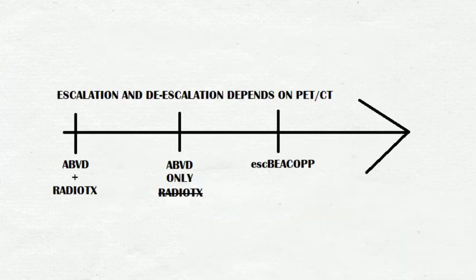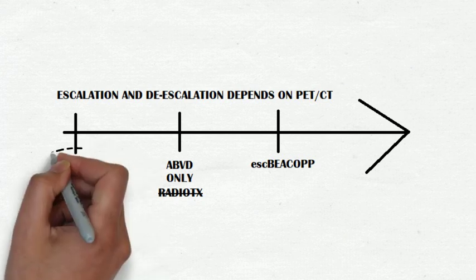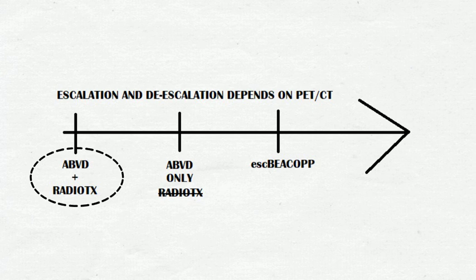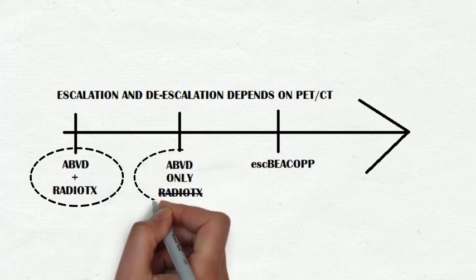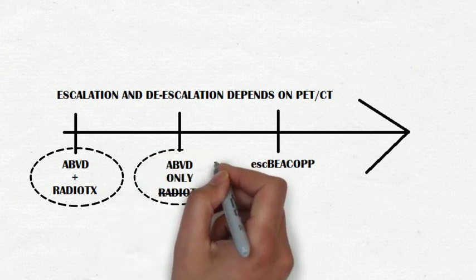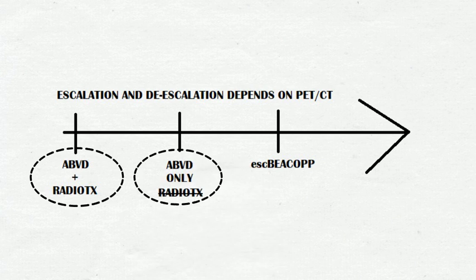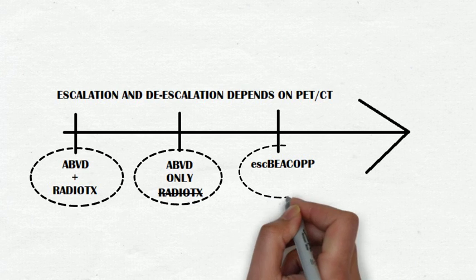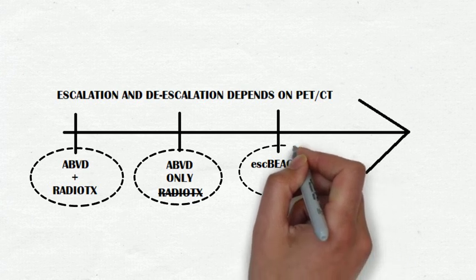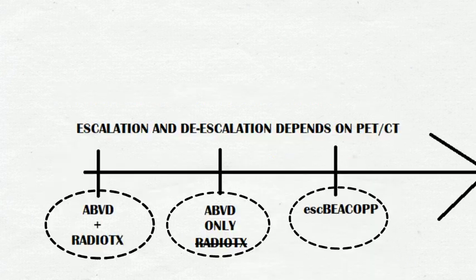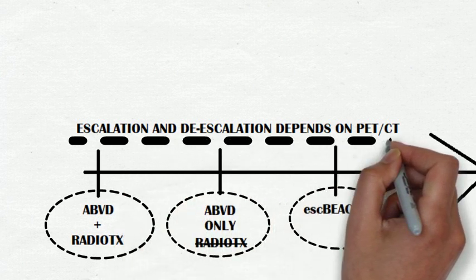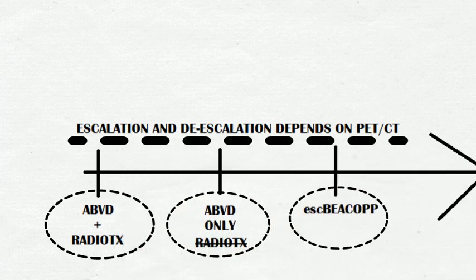This figure illustrates the basics of treatment. For localized tumor, we use ABVD regimen with radiotherapy. We do not use radiotherapy in low-risk advanced disease. Rather, we only use ABVD chemotherapy. For high-risk advanced disease, we use BEACOPP chemotherapy regimen instead. The escalation and de-escalation of treatment depends on the PET-CT findings, which is done typically in between the cycles.